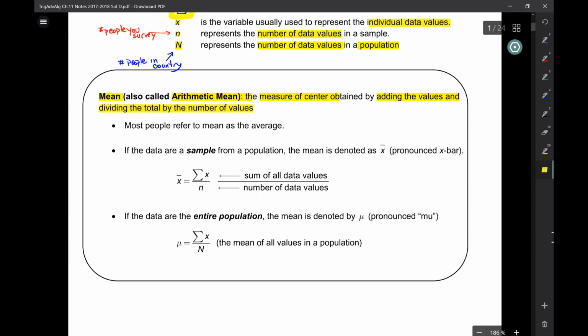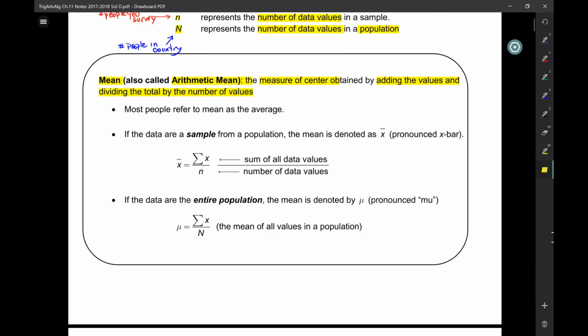What does that remind you of? If you add all of the numbers and then divide by how many numbers you added, what's another word? The average. So when you ask me what was the average on the test, it's really the mean. We don't say average, we say mean. Most people, not math teachers, refer to mean as the average.